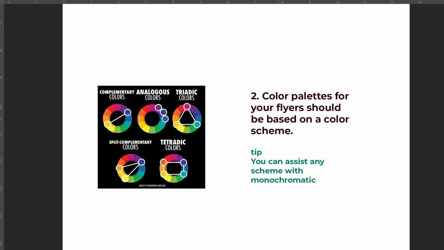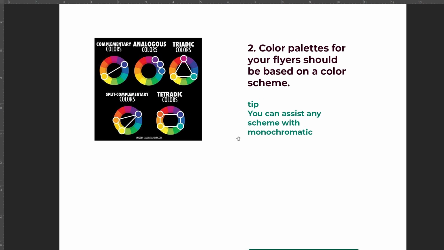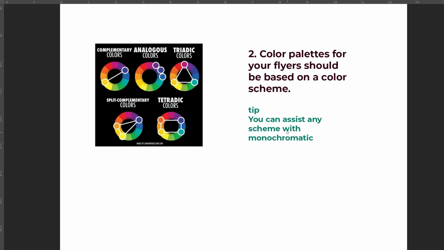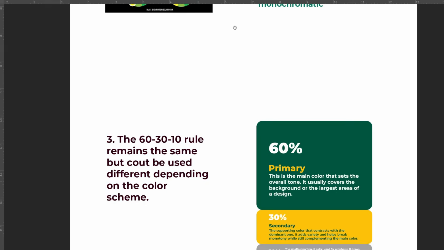The color palette for your flyer should be based on a color scheme. You can't skip this. You can choose complementary, analogous, triadic, or whatever. So the base or dominant color that you pick is based on color psychology, we'll talk about that. You just have to come to this and then pick what you will complement it with, or the harmony. A tip for you, I will read it, but you will understand it later: you can assist any color scheme with a monochromatic. Even if you pick this, you can assist it with a monochromatic. Pick this, assist it with a monochromatic. Good. We will talk about that later.